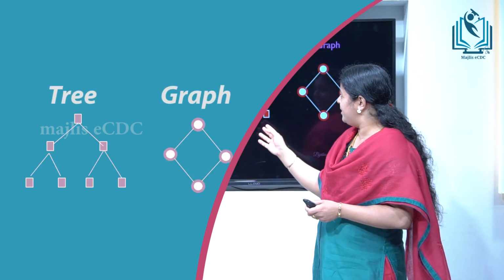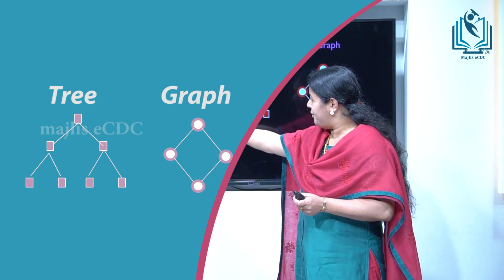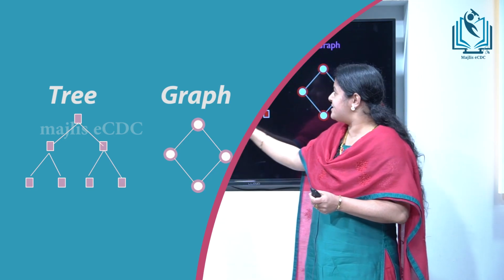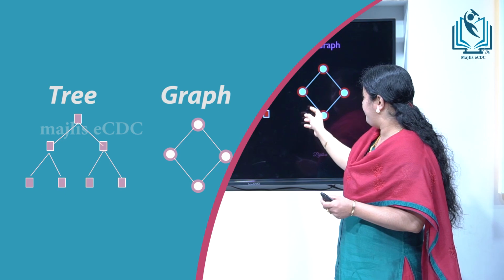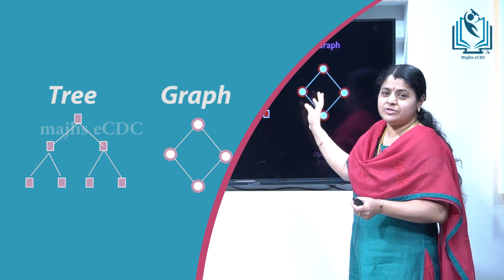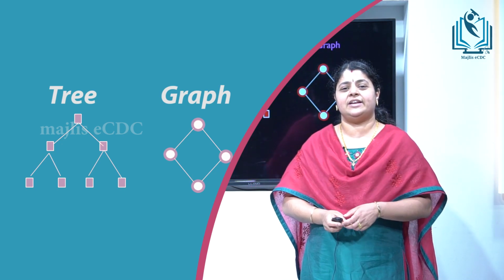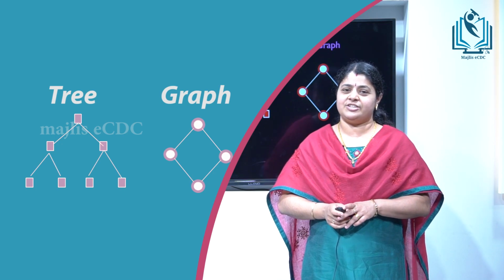In this example, the first one is a tree data structure. This node has two successors. And the second example is a graph. This node has two predecessors. So it's a hierarchical model. So tree and graph are non-linear data structures.